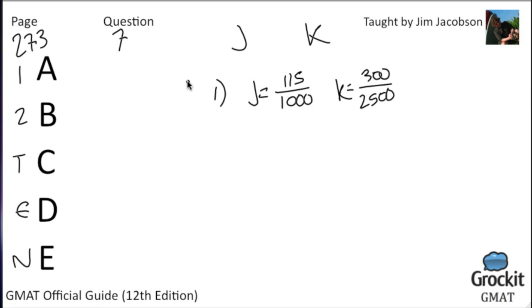So statement 1 on its own is sufficient without even doing any more math. So we can cross off B, we can cross off C, and we can cross off E. If you're worried about how you would actually solve it, note that they have similar denominators. So we would just multiply J here times 2.5 over 2.5.